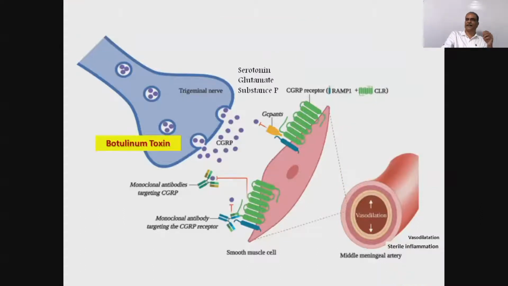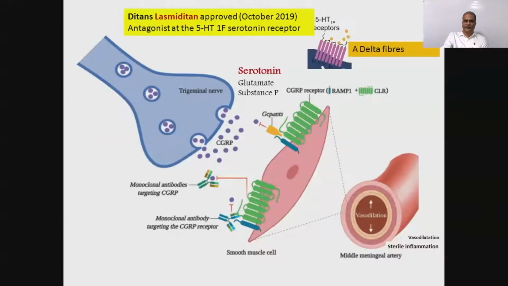And then you can give botulinum toxin. What botulinum toxin does is it prevents the vesicles from attaching to the synapses and releasing the vesicles containing CGRP protein and other substances. Similarly, you can give 5-HT1D triptans, which again inhibit the transmitter release. And one of the later drugs which was approved in 2019 is a group of drugs called ditans, which act through the A delta fibers.